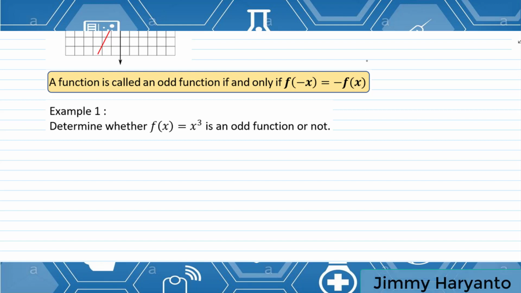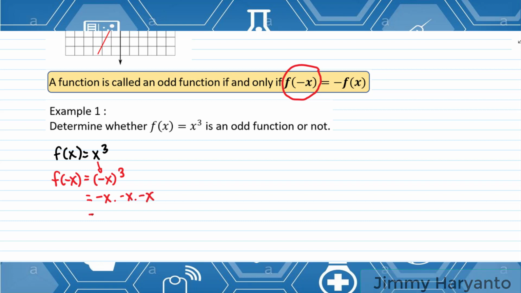How to use it? First, you write fx equals x cubed, and then you have to find f of negative x. What is the meaning of f with negative x in the bracket? You change the x into negative x, so negative x to the power of 3, and then calculate it. Negative x cubed means negative x times negative x times negative x. It will become negative x to the power of 3.